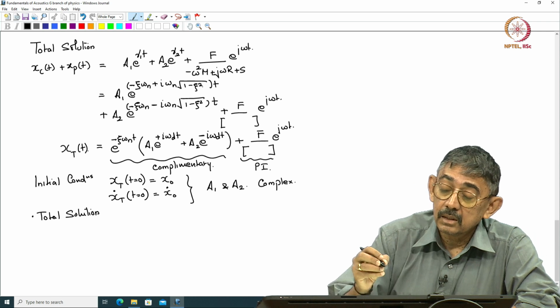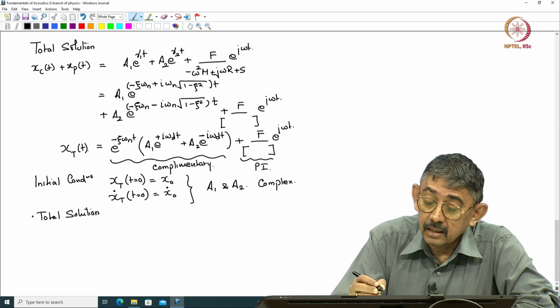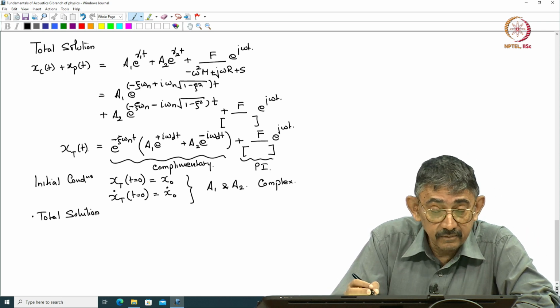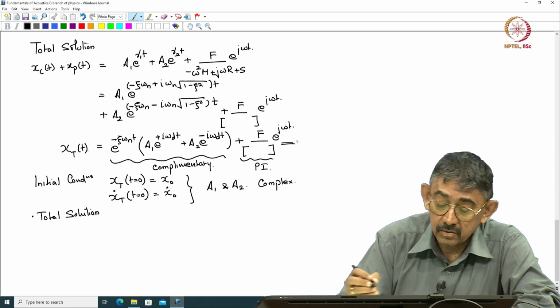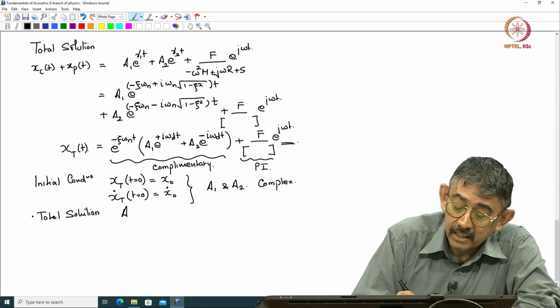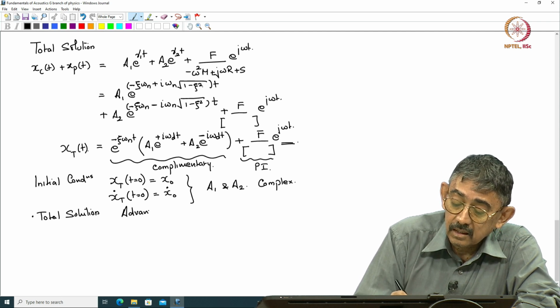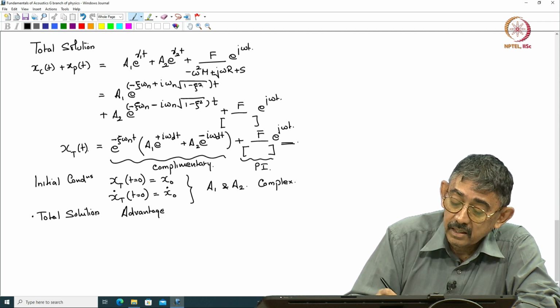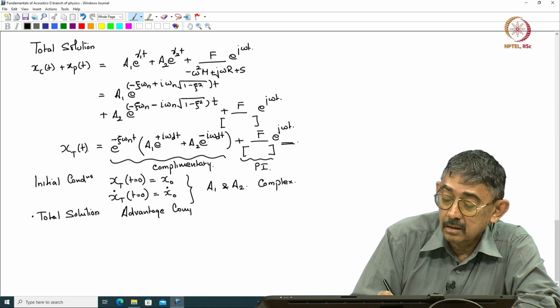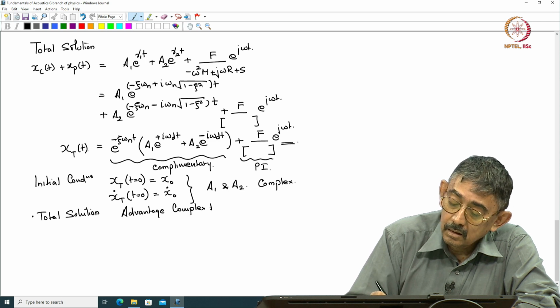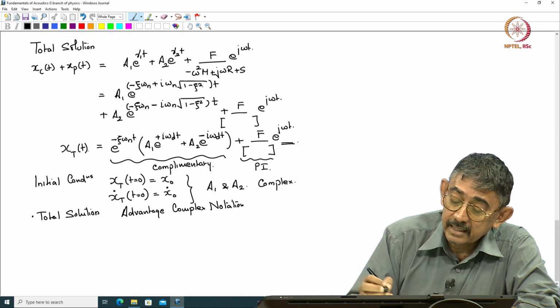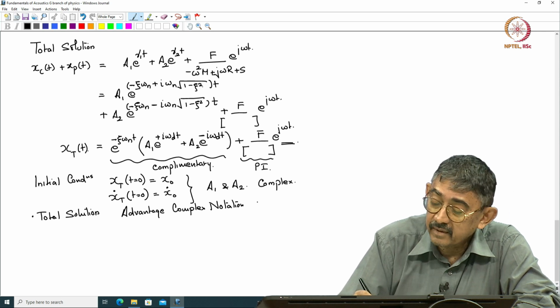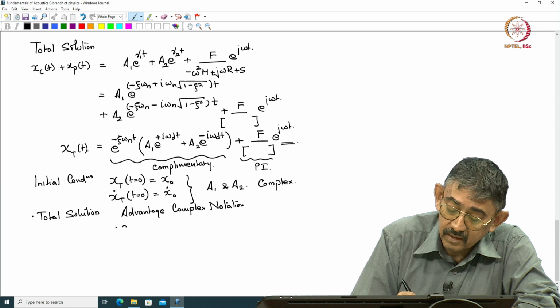Now I am of course assuming a familiarity with vibrations, and therefore I have proceeded straight away using the complex notation. So the advantage of the complex notation, one is that the derivatives simplify.